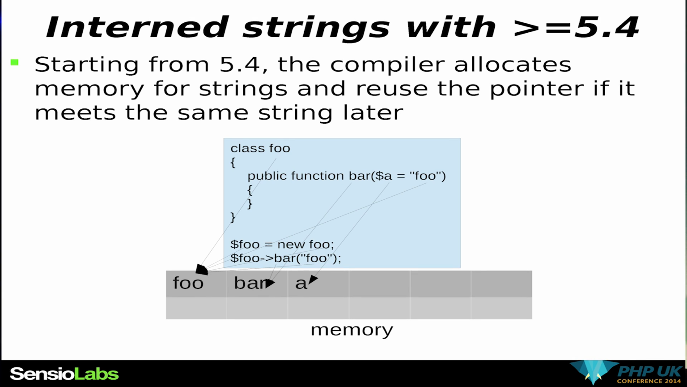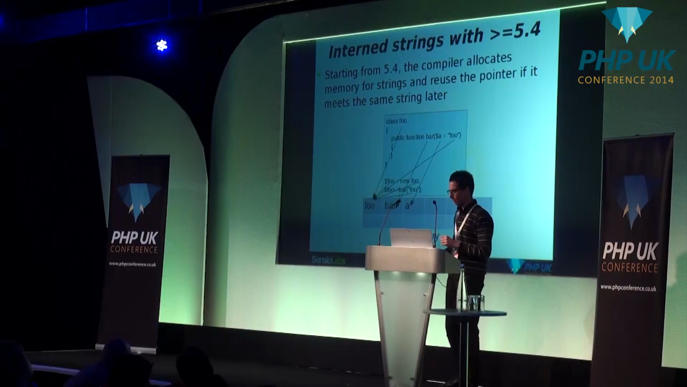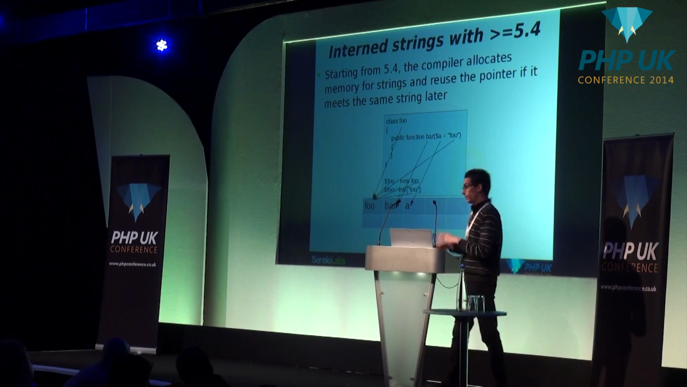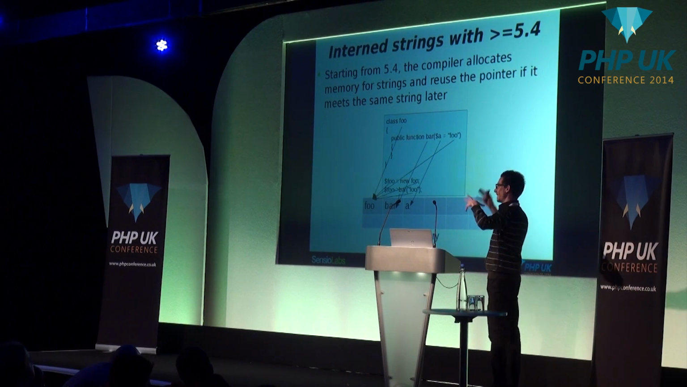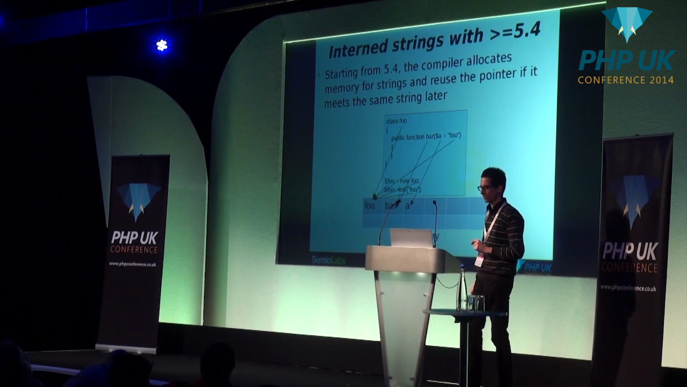So that's one part which explains why PHP 5.4 has a much smaller memory footprint than 5.3 and 5.2. This is one of the tricks. If you use lots of classes and lots of text and things like that, you can expect lots of optimization.